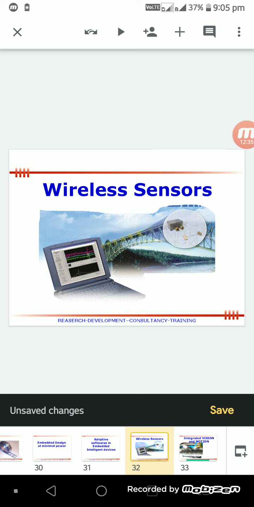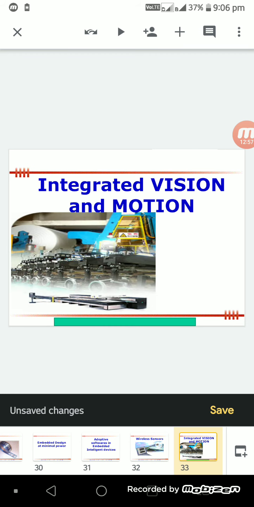Wireless sensors, guys. See that, this is totally wireless communication. Number of sensors are available in the market. Already in the last class we discussed some sensors. A wireless sensor means when it detects an object, automatically it sends the data. That is called wireless communication. Next, integrated visual and motions.